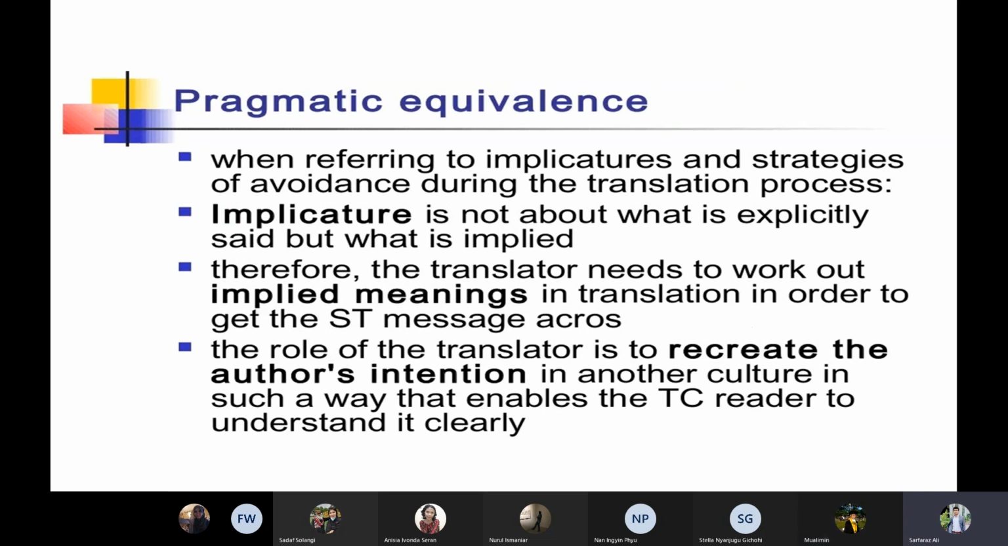The pragmatic equivalence is also given by her. In detailed description, when referring to the implicatures and the strategies of avoidance during the translation process, it presented both implicature and applied meanings. Implicature is not about what is explicitly said, but what is implied. In implied meanings, the translator needs to work out the implied meanings in translation in order to get the source language text message across.